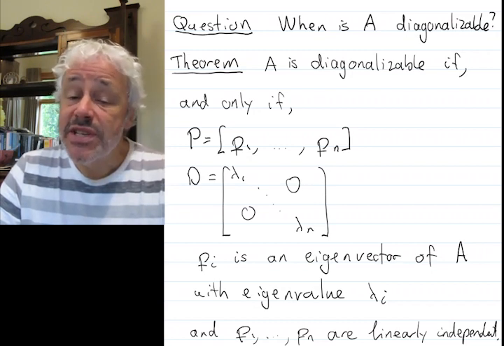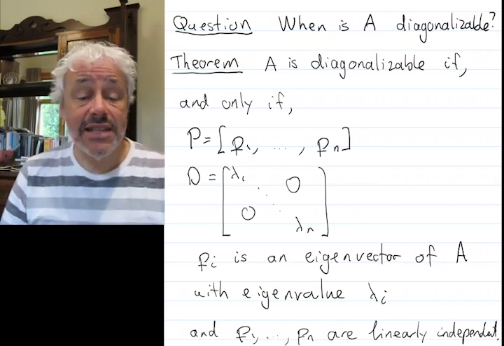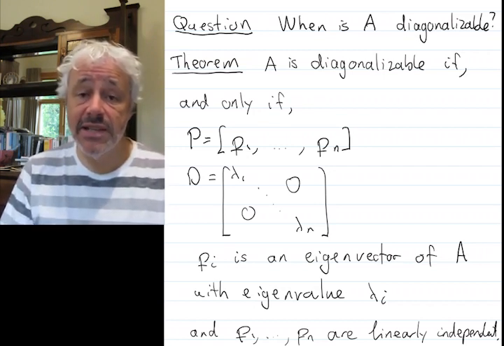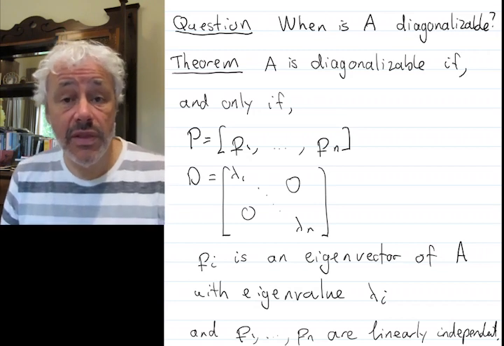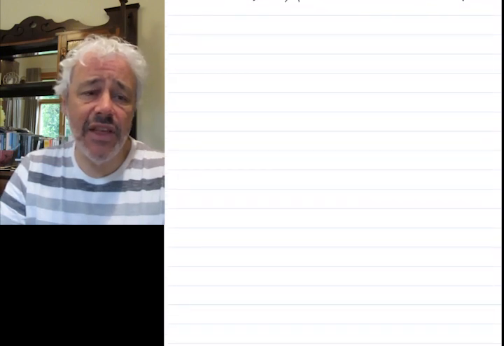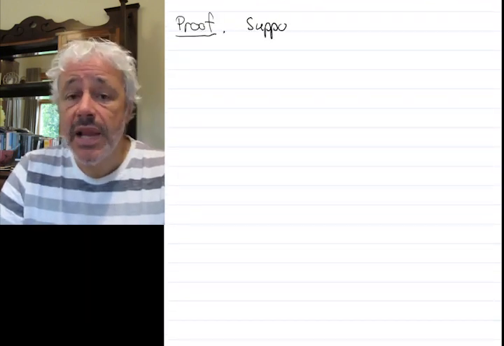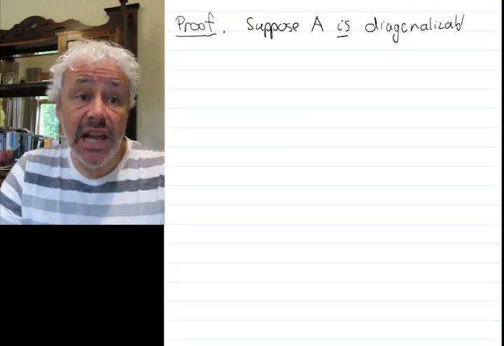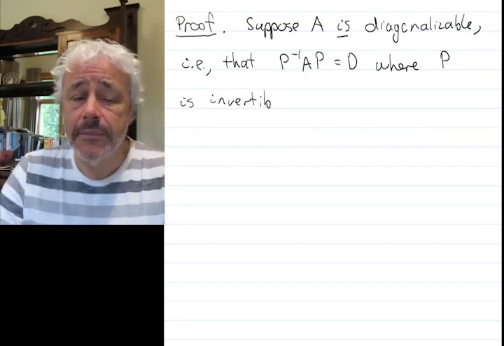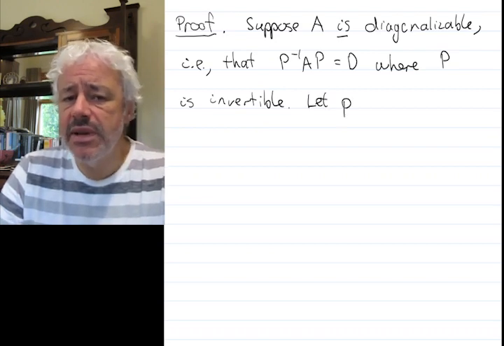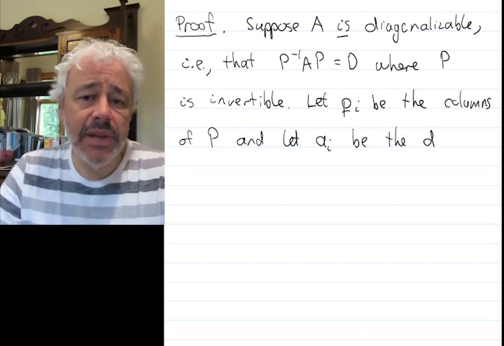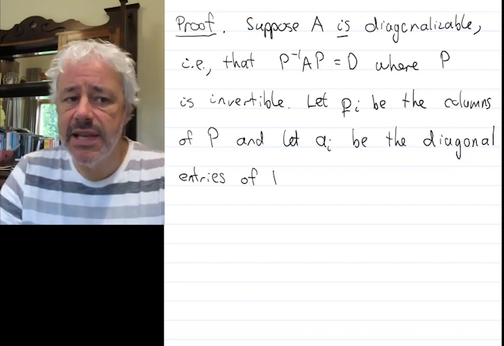This theorem is one of those if and only if theorems. So that says the matrix is diagonalizable if it has n linearly independent eigenvectors, but also that's the only way it can be diagonalizable. So we have to do two cases, the if and the only if case. So first off, let's suppose that A is diagonalizable, so there does exist such a matrix P and such a diagonal matrix D. And let P1 up to Pn be the columns of matrix P, and let the numbers A1 up to An be the diagonal entries of the matrix D.